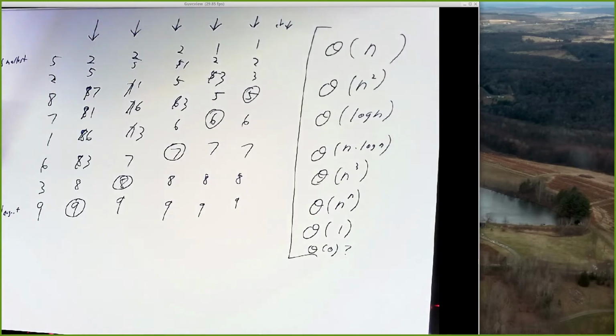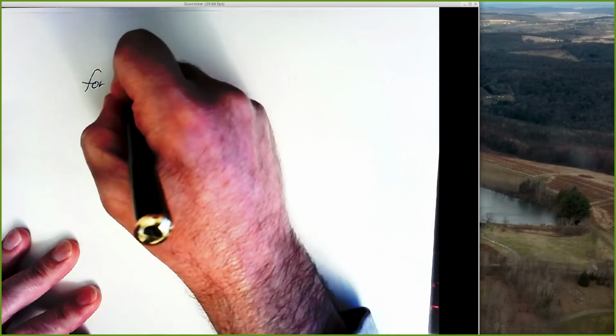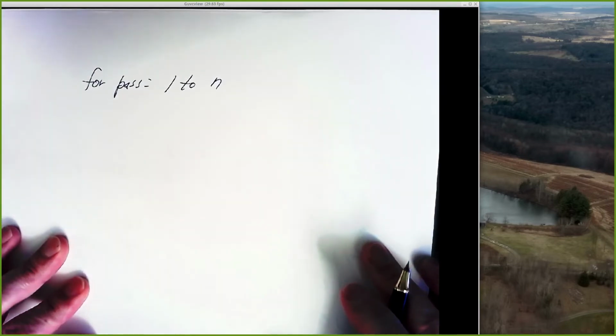Alright, so that's a bubble sort, and it's pretty straightforward to code. I'm kind of curious what order this would be. Would this be order n, if I had to guess? So yeah, let's look at the order.